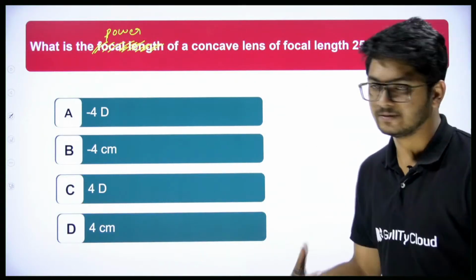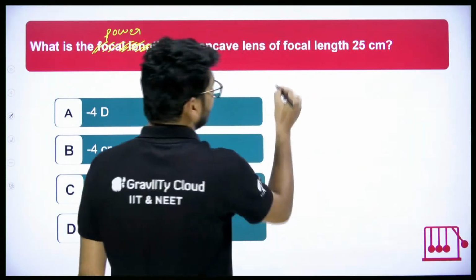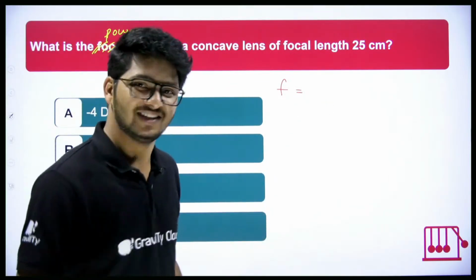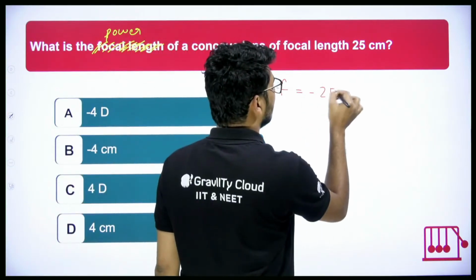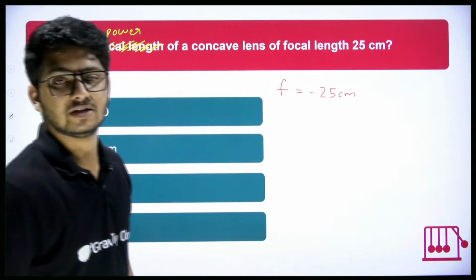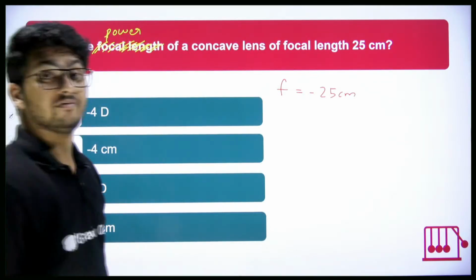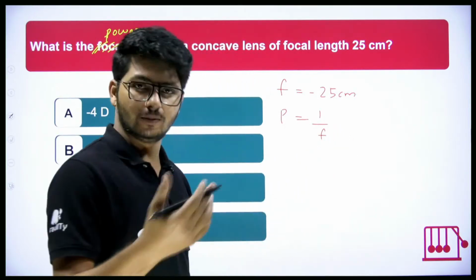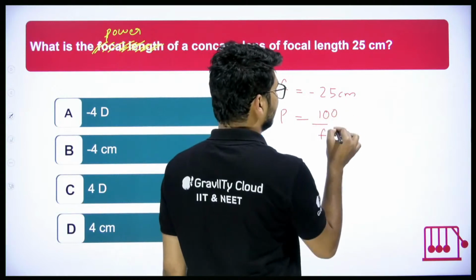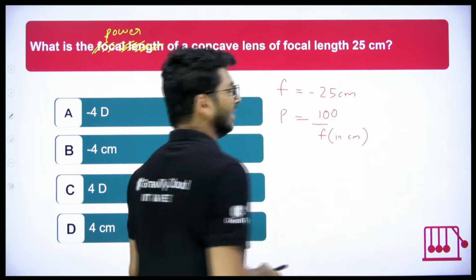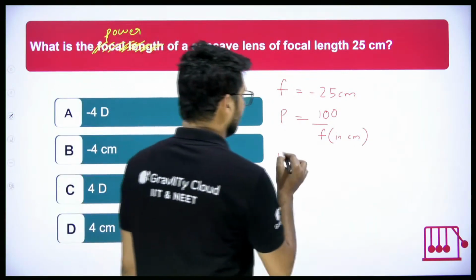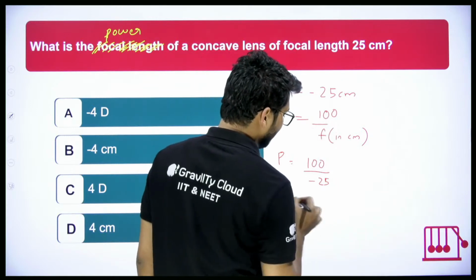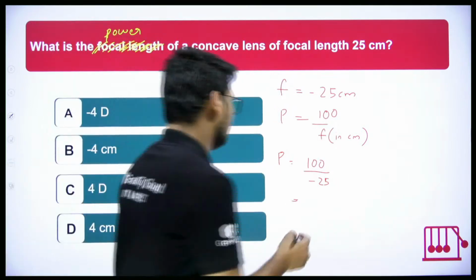So how do we do this? The focal length is given as 25 centimeter, but which lens do we have? A concave lens, and for a concave lens the focal length is negative, so f is equal to minus 25 centimeter. Power is 1 by f, but f should be in meters. Here f is in centimeters, so we can take 100 by f. So P is equal to 100 by minus 25, which is minus 4.